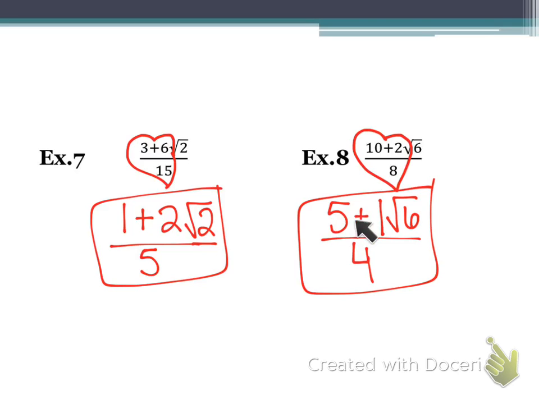Again, do not add this 5 and 1 together. The 1's stuck with a root 6, so it cannot get added to that 5.